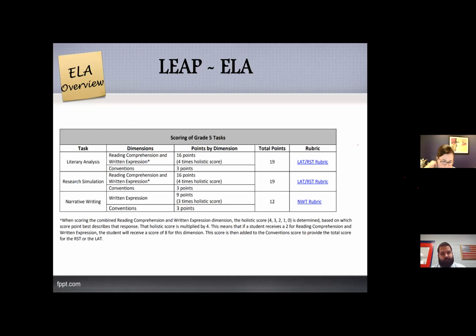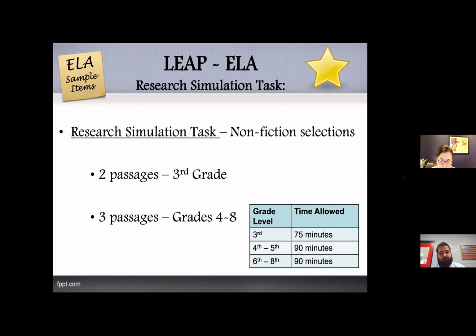This is the grade 5 version of their writing task. They'll have the literary, research, or narrative writing. They won't have all 3. They'll usually just have 2. So for this research simulation task, 3rd grade will be given 75 minutes to write. 4th and 5th grade will be given 90 minutes to write. They'll be given the passage and then the task to write on.